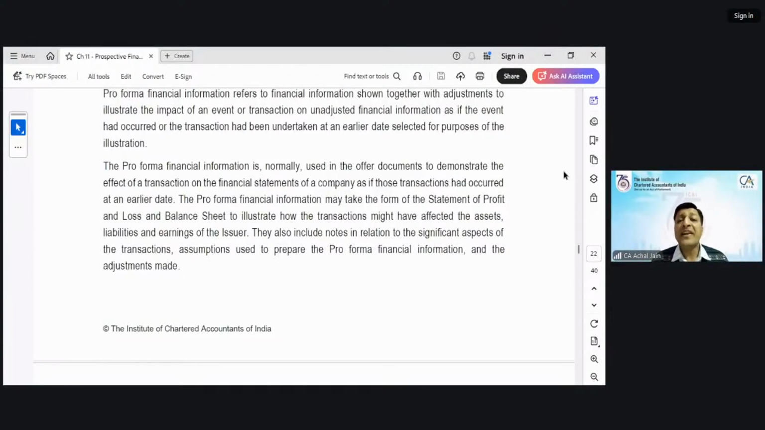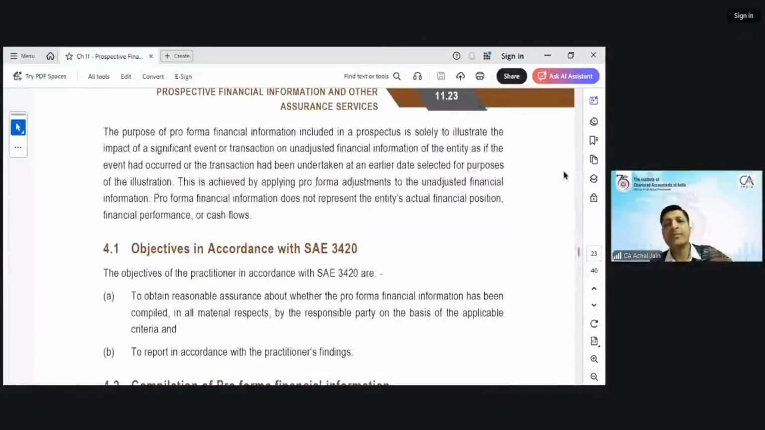So this pro forma financial information may take the form of statement of profit and loss and the balance sheet to illustrate how the transactions might have affected the assets, liabilities, and the earnings of the user. They also include notes in relation to the significant aspects of the transactions, assumptions used to prepare pro forma financial information, and the adjustments made. Okay. Now, what is the purpose? I think we have already talked about it.